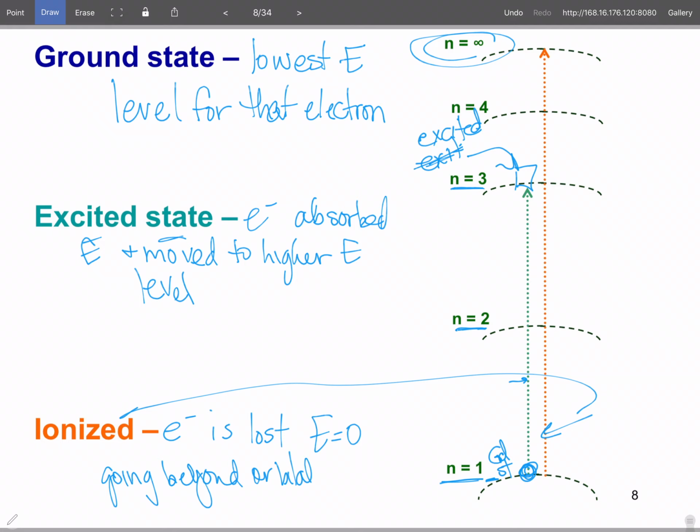you're ionized. Now, we're going to talk about the quantum numbers in this chapter, and then in the next chapter, we're actually going to apply them. So, hang with me and we will talk about it.